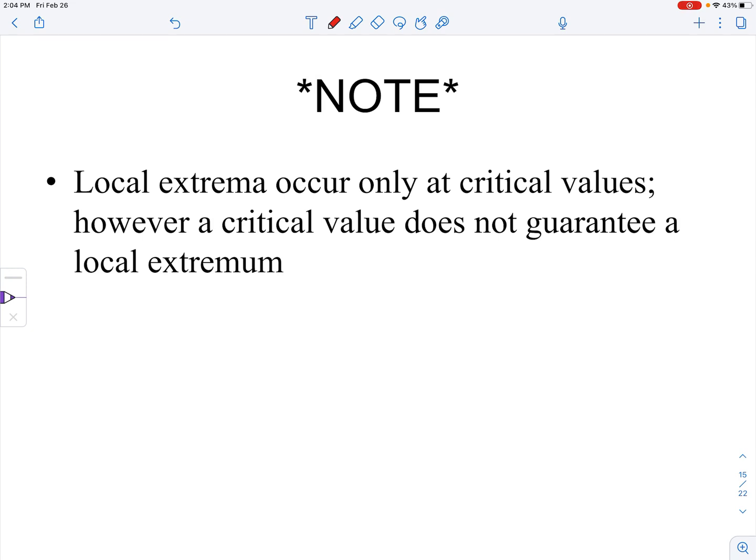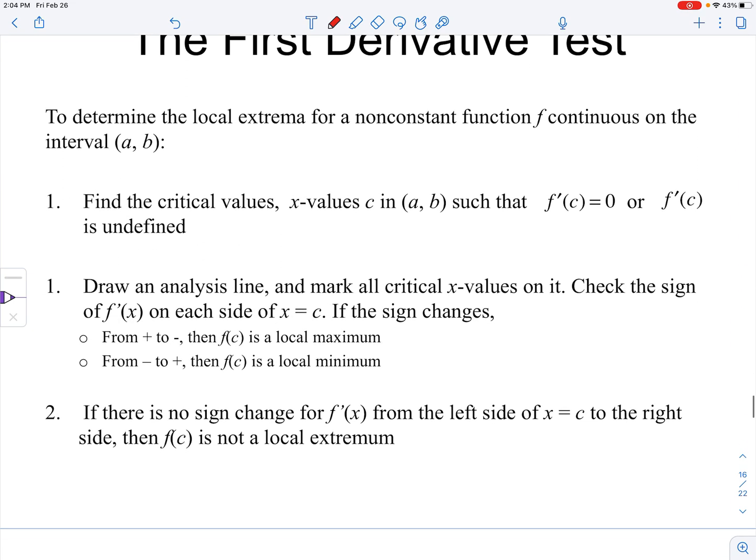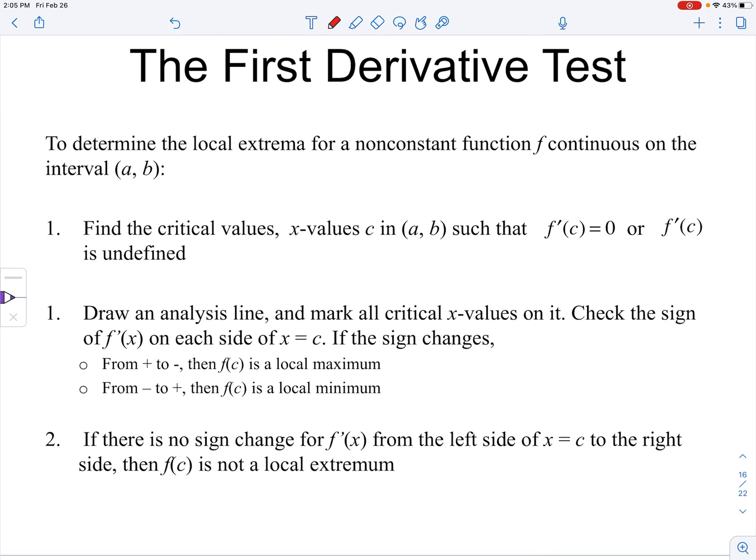So just a note, local extrema occur only at critical values. However, a critical value does not guarantee a local extremum. Just because a value is a critical value does not mean that it is a local max or a local min. It is just a potential local max or local min. Okay, we use the first derivative test in order to determine where local extrema exist for a function, or if a function has any local extrema.